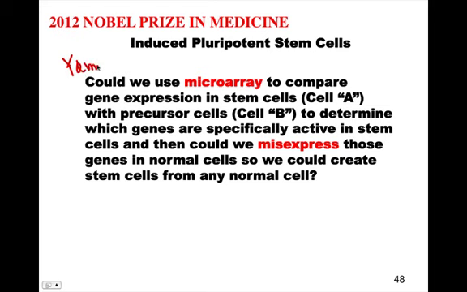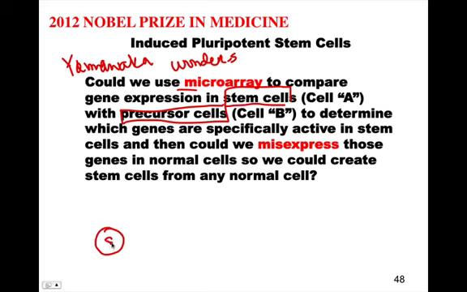So Yamanaka initially wonders, could we use the DNA microarray method that we just learned about in the previous mini lecture to compare gene expression in a stem cell with another cell type, really any other cell type, but let's look at this situation. So here's a stem cell, and when stem cells divide, they give rise to 2 cells, and the definition of a stem cell is that when the stem cell divides, it divides and forms another stem cell.